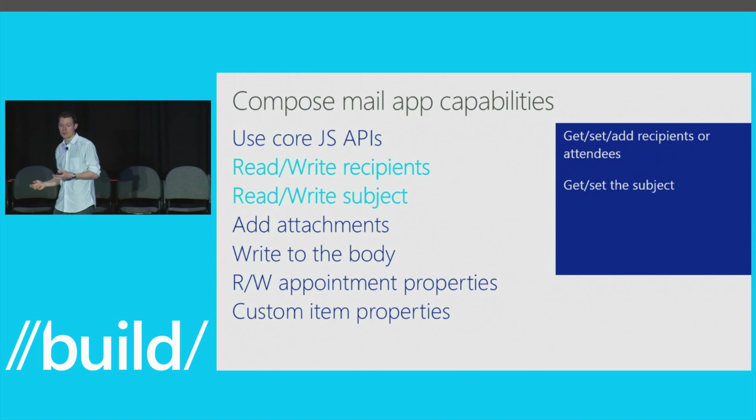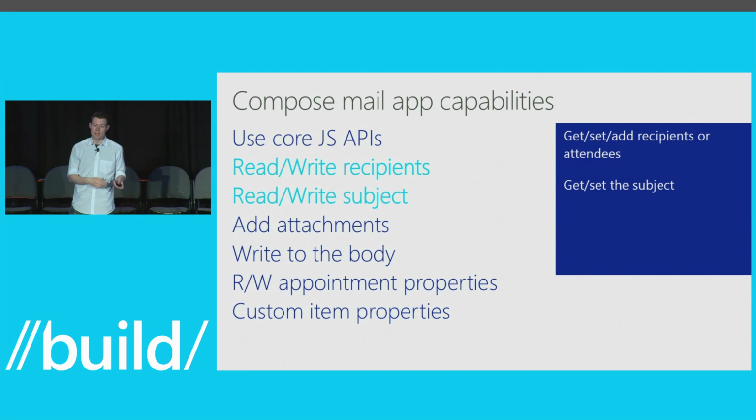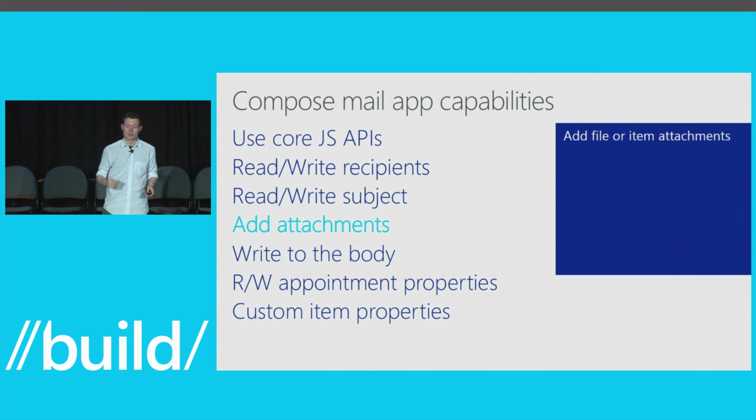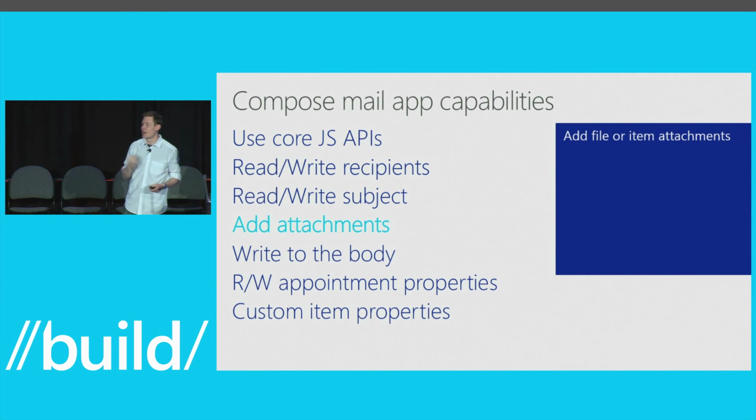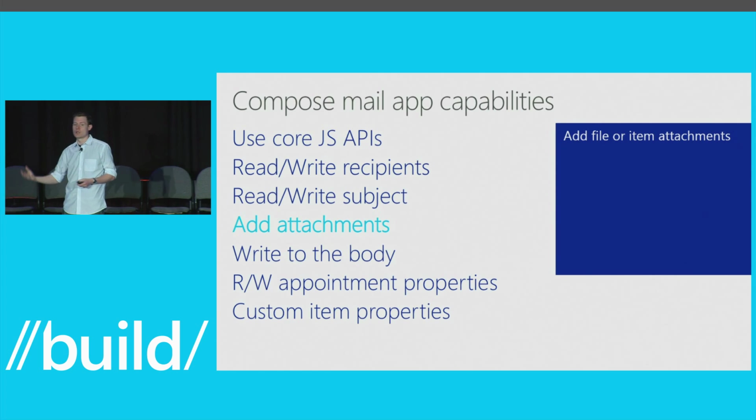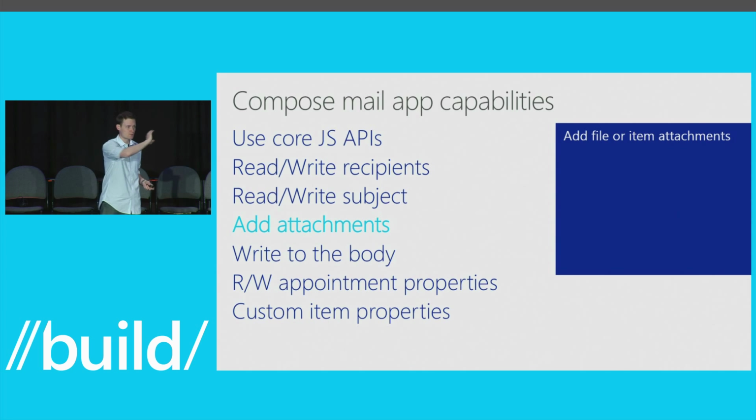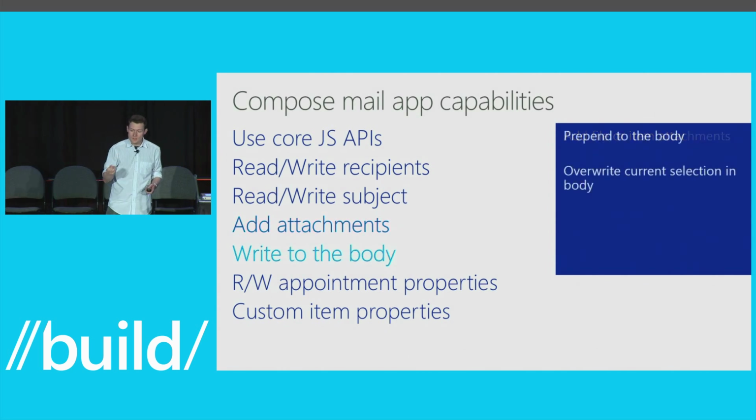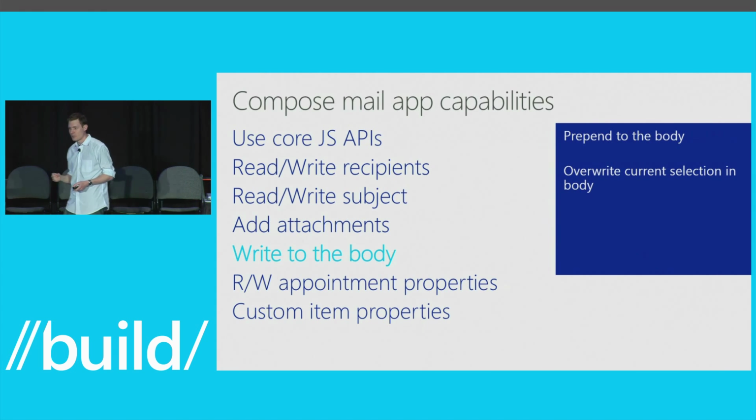Obviously, Compose apps can read or write recipients. They can read or write to the subject line. Compose apps can add attachments, so they can add file attachments. They can add item attachments, so meaning if you have an ID for another message or another appointment, you can just call a method and add it. They can write to the body. Now, they can't read the body. We haven't gotten there yet. But they can write to the body.